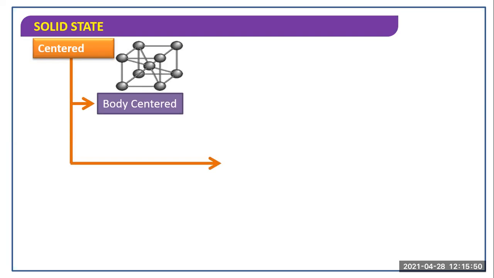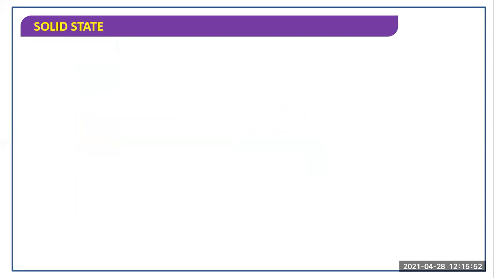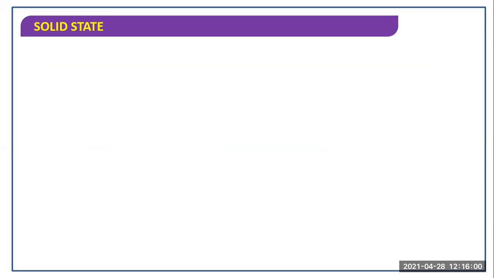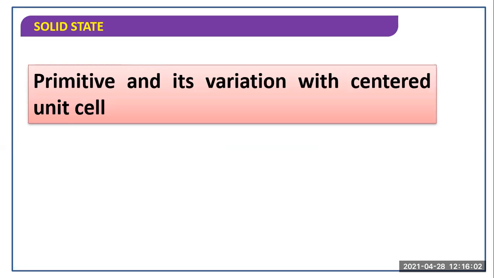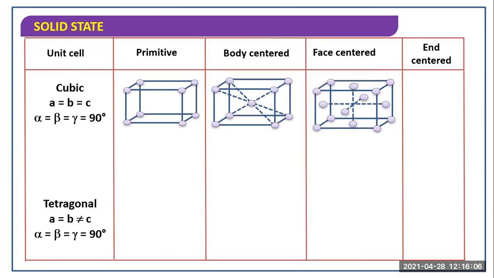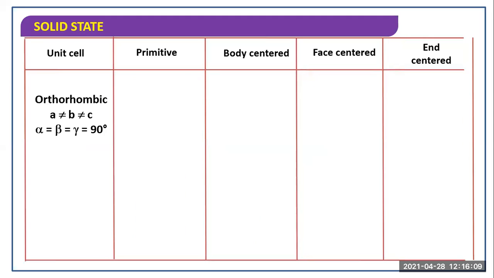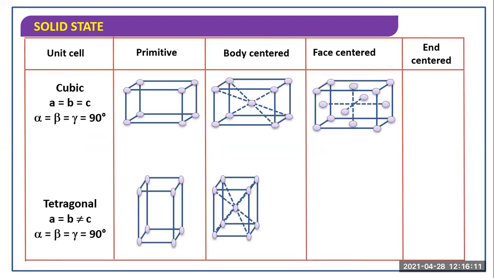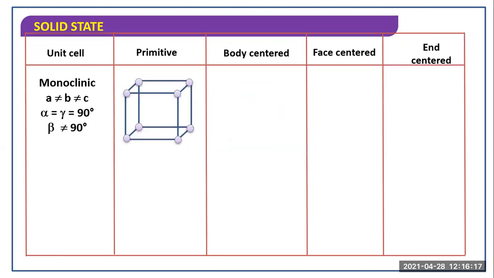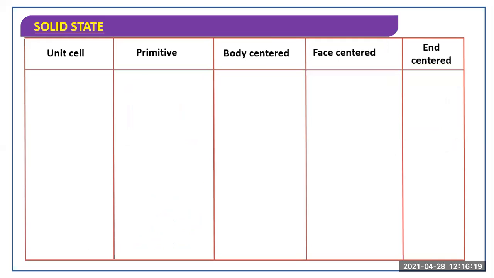Centered, actually it may be body center, it may be face center, it may be end center. Okay. 3 types of center: primitive and its variation with center unit cell. This is a table. You also can get in your any book this table. Okay. Body center, face center.